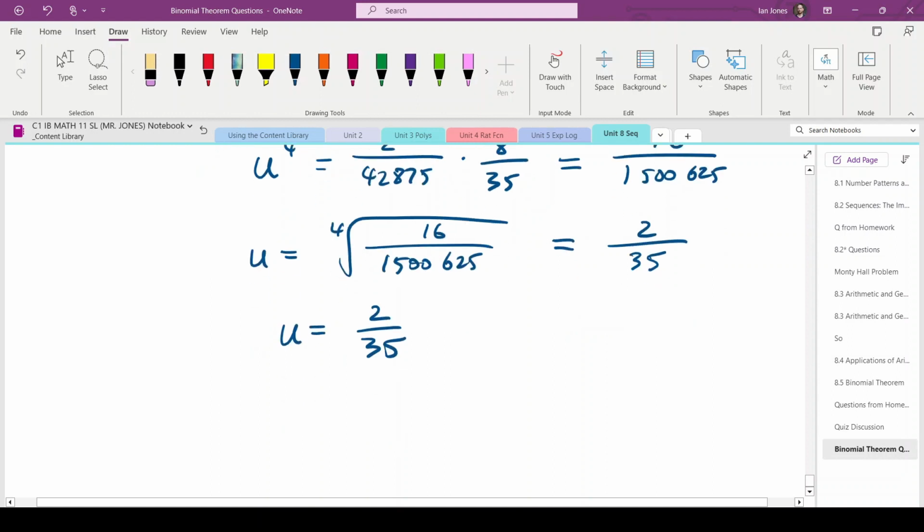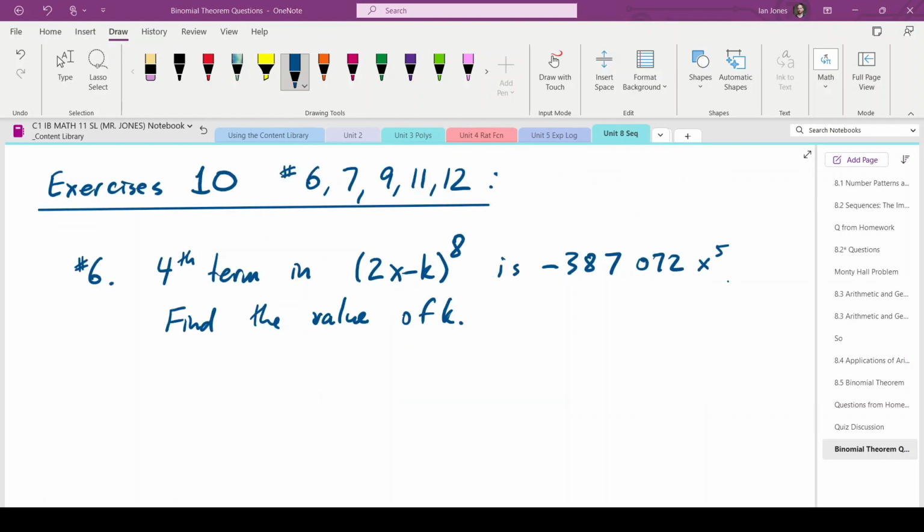And at this point, when I come to put in my answer, I would notice that on the box I said U goes to K, and it would remind me, oh yes, right. So therefore, K equals 2 over 35. That solves what we've been asked to solve.